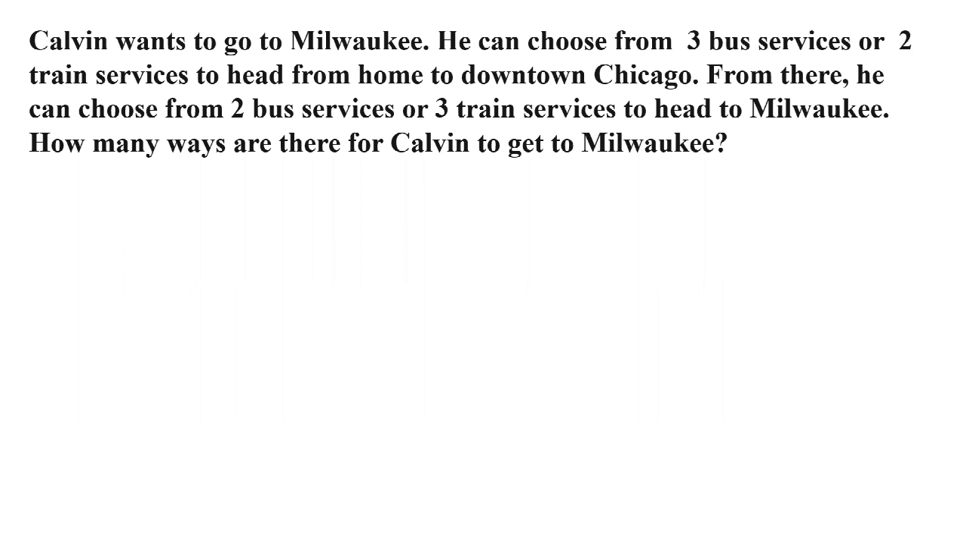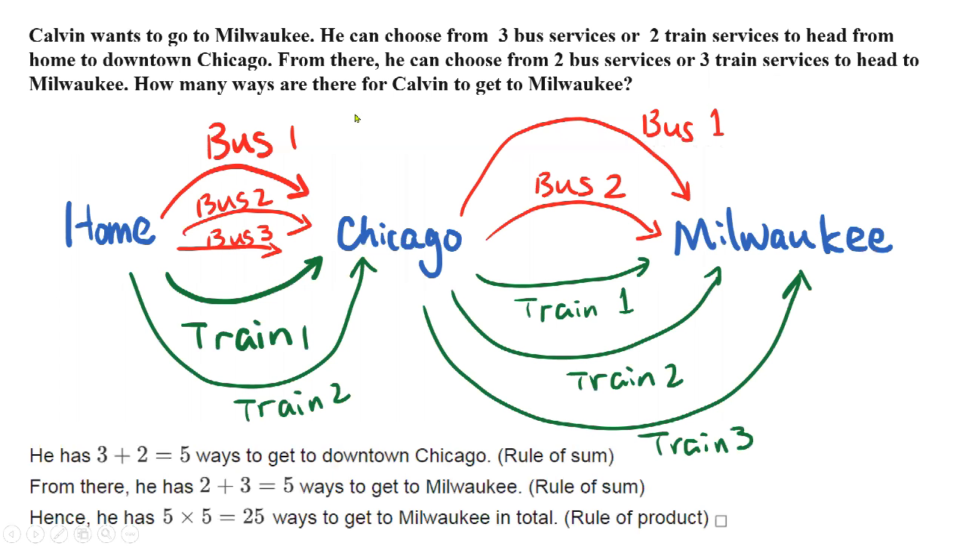Okay, have you finished? Okay, we can draw a diagram to illustrate this problem. So first of all, there are two steps to finish this task, right? First step is to go from home to Chicago, and second step is to go from Chicago to Milwaukee. So in the first step, how many ways we can finish the first step? We can choose one from 3 bus services or choose one from 2 train services, right? So in the first step, we have 5 different ways to finish, right?